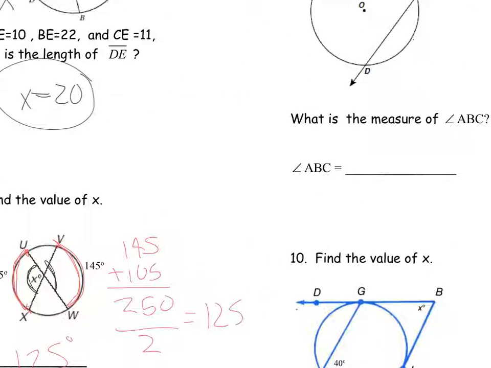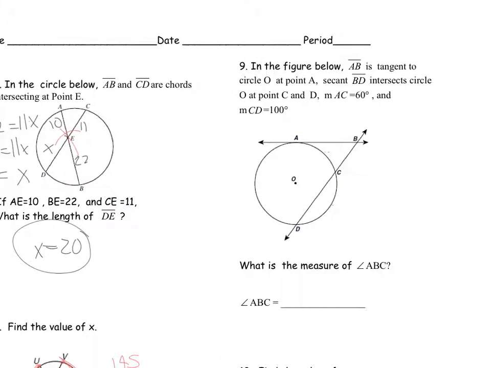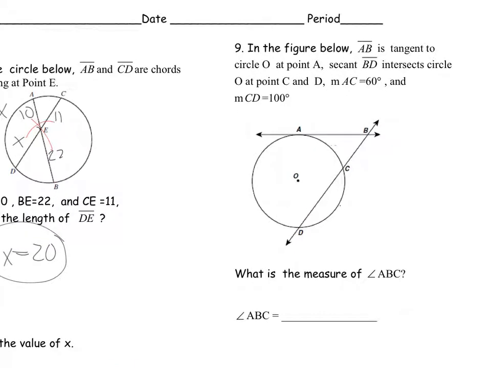Alright, so over to number 9. In the figure below, AB is tangent to circle O at point A. Right there. Secant BD intersects the circle O at points C and D, right there and there. So tangent secant. The measure of AC is 60 degrees. It should be the arc AC. And the measure of the arc CD is 100. What is the measure of ABC?